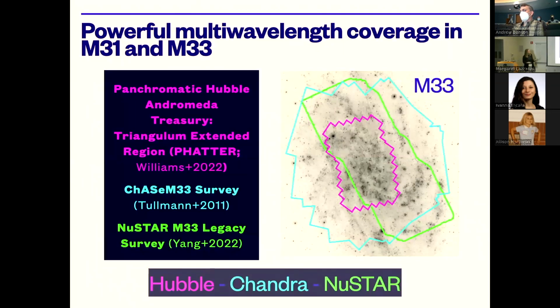In M33, we're using HST data from the Panchromatic Hubble Andromeda Treasury Triangulum Extended Region, which is the FATTER survey. And then we're using Chandra data from ChASeM33, which is a survey that covered pretty much the whole area of the disk of M33. And there's very recent NuSTAR data covering that central stripe through M33 as well.